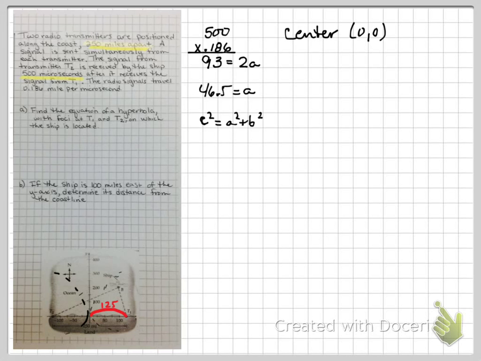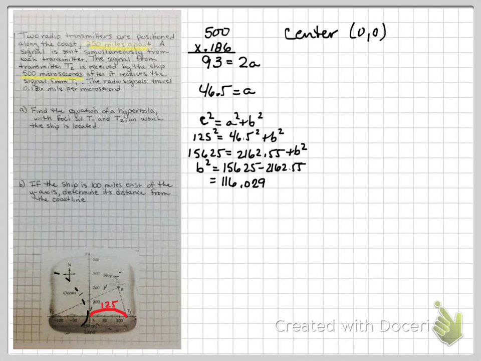So C is going to be 125, so 125 squared equals 46.5 squared plus B squared. Okay. So do your arithmetic and find your B value. So pause it and then come back and let's make sure our values match. Okay, you should have got that B squared is 13,462.75.